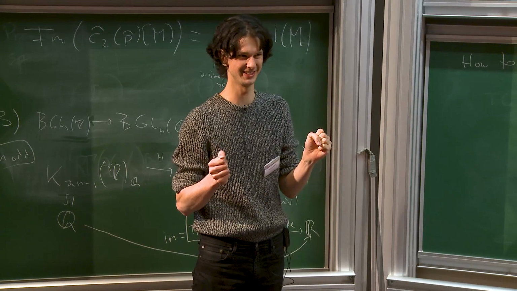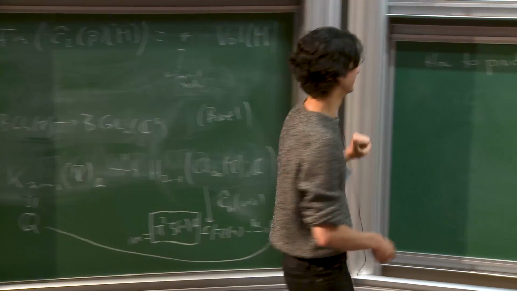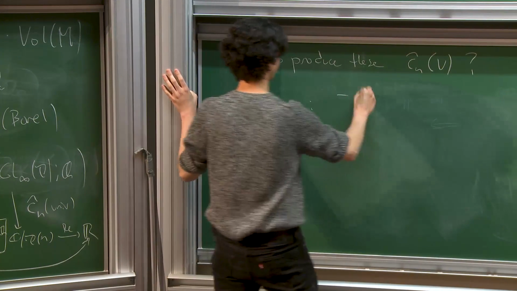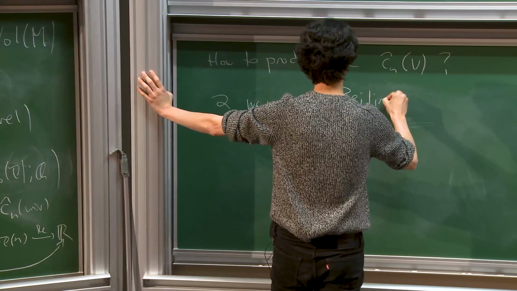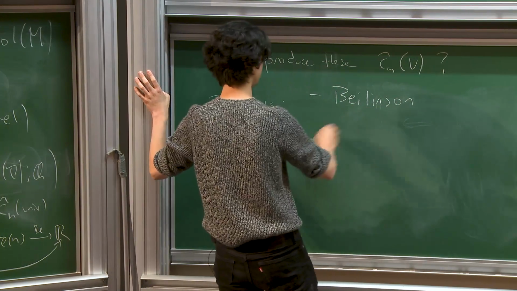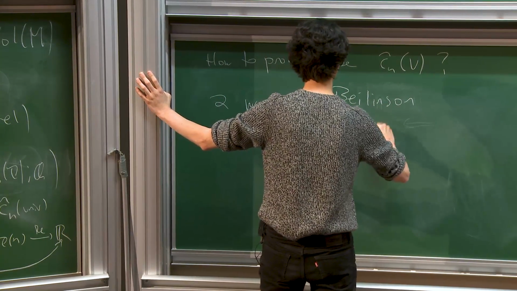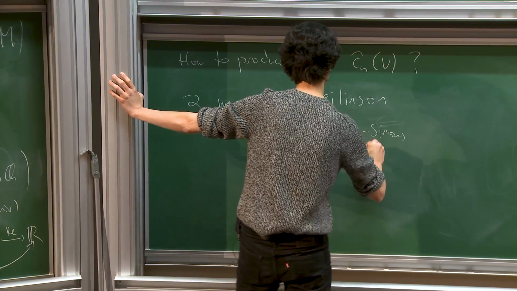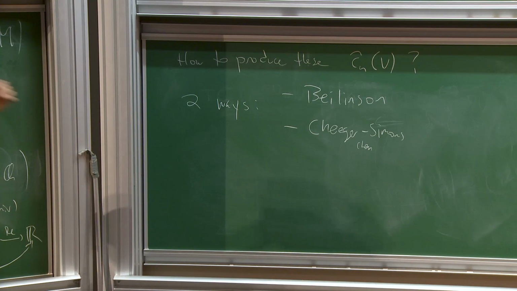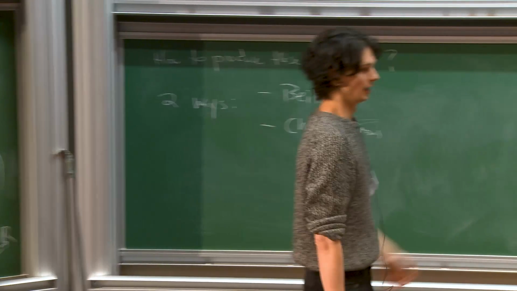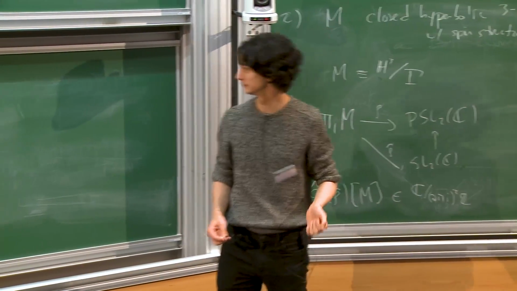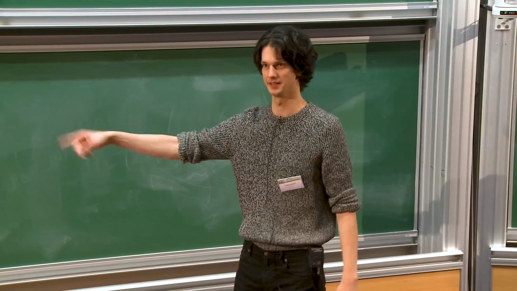Is this clear, what I've just said? Okay. So there are basically two ways. The first way, and this is not historical, but okay, is the method of Beilinson, and the second is the method of Cheeger-Simons. And maybe Chern, I don't know. I was reading the paper of Cheeger and Simons, but there was an earlier paper of Chern and Simons. So now let me describe these methods in turn.